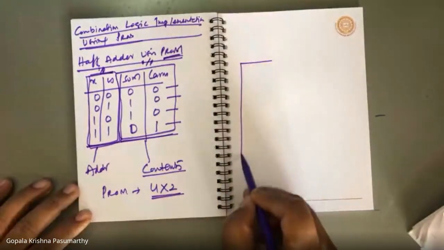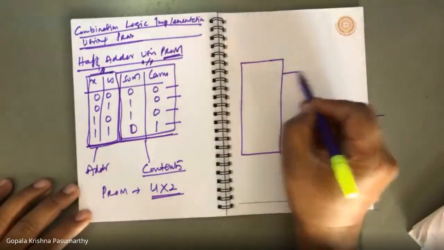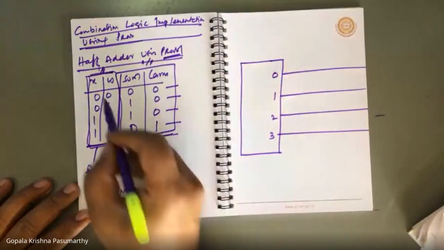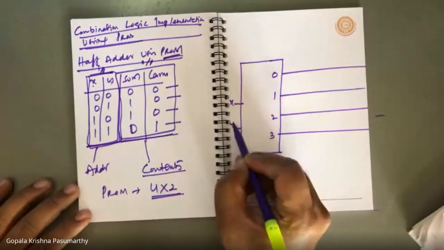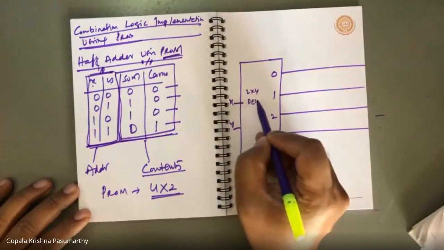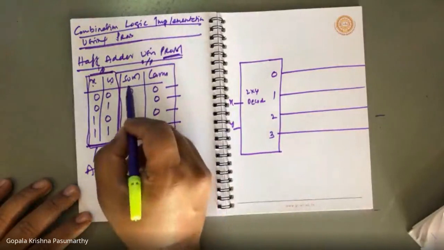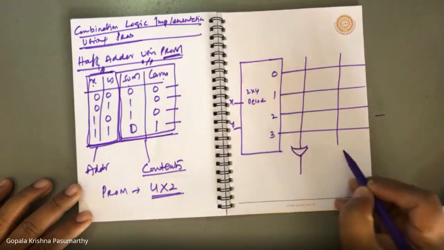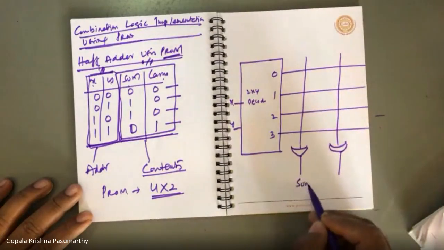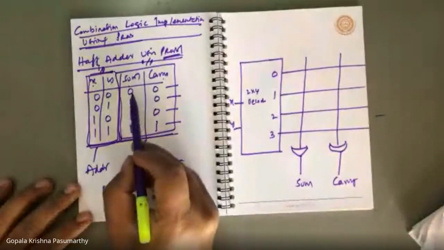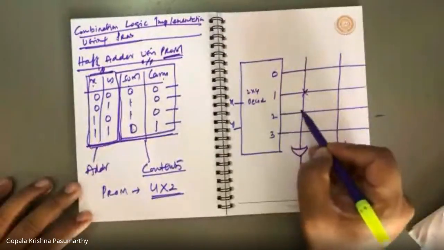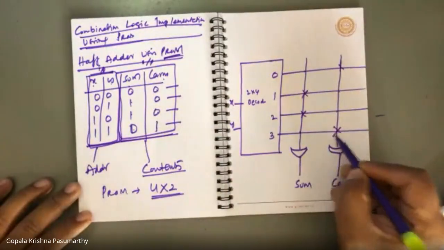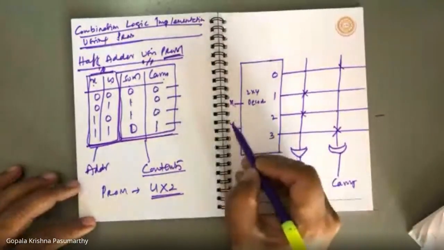So take a box with 4 lines called 0, 1, 2, 3. The names of the inputs as X, Y. This is a 2 by 4 decoder. How many inputs? Only 2. Give it to an OR gate. Give it to an OR gate. This is called sum. This is called carry. Write down 0, 1, 1, 0. This is called 0, 0, 0, 1. That's all. Over.